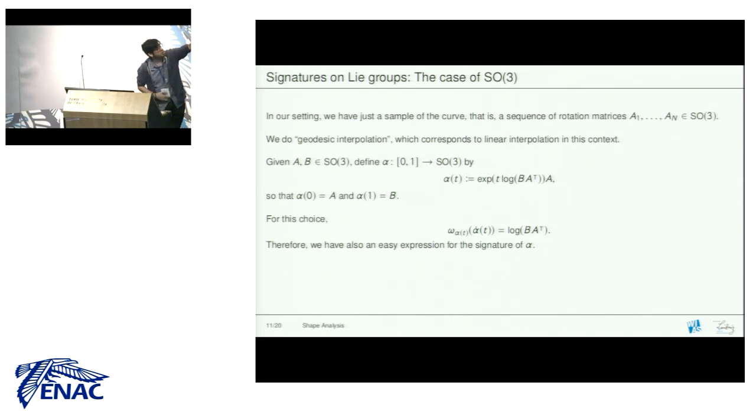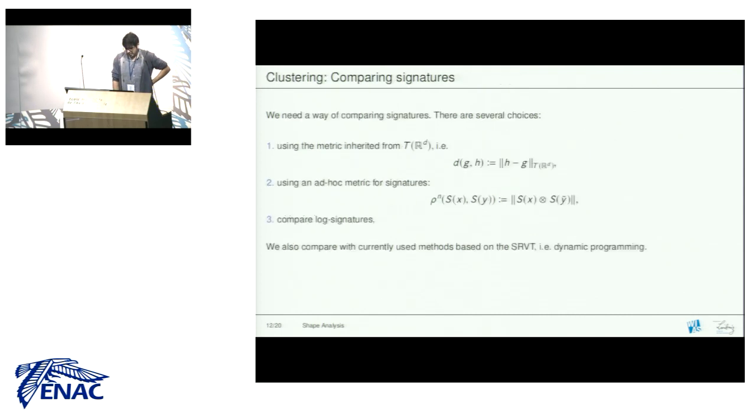Essentially, the Maurer-Cartan form in each of the interpolation intervals is constant. So again, no need for numerical integration or anything. It's fast to compute. And then you use this kind of feature map, which is the signature. So it's computing numbers out of your curves to compare these curves.